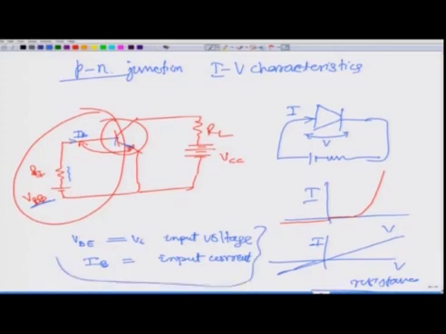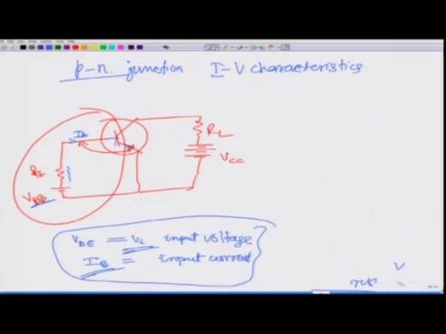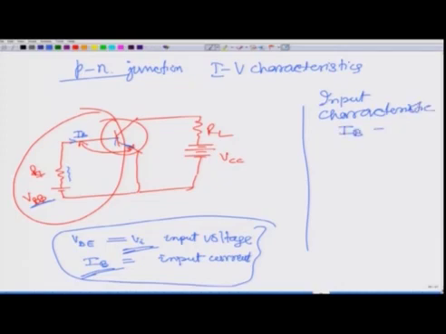So, if you draw a graph between this IB and this VI, that will give you the characteristics of the input side. So, that is known as input characteristics, which is IB and VBE. This graph is known as input characteristics.